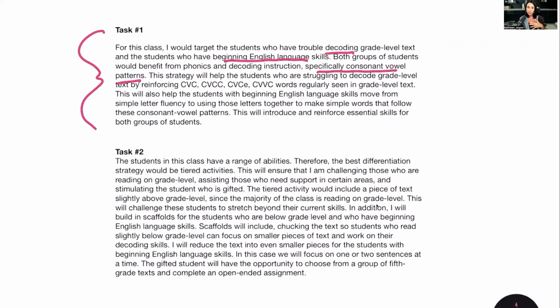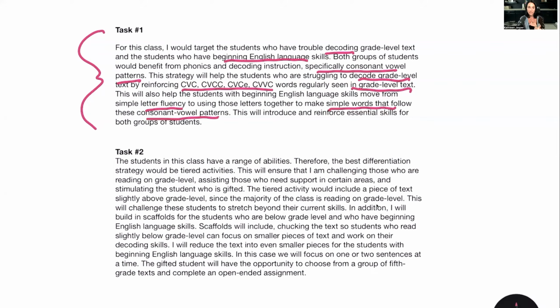And then now I'm getting into the rationale as to why I use it, and I'm going to explain it. This strategy will help students who are struggling to decode grade level text by reinforcing, and here I get specific with the CVC, CVCC, and all that, words regularly seen in grade level text. So you are going to see these words in second grade text. This will help the students with beginning English skills move from simple letter fluency, which I took from the actual scenario. That's what it said. They had simple letter fluency, to use those letters together to make simple words that follow these consonant vowel patterns.